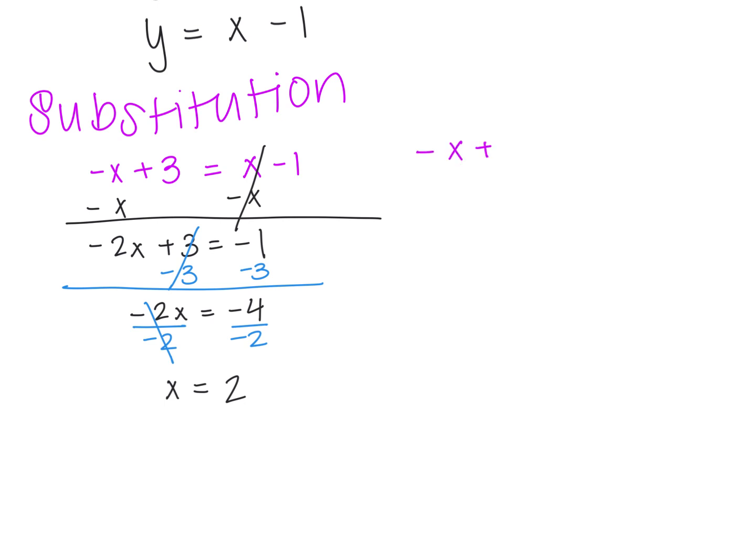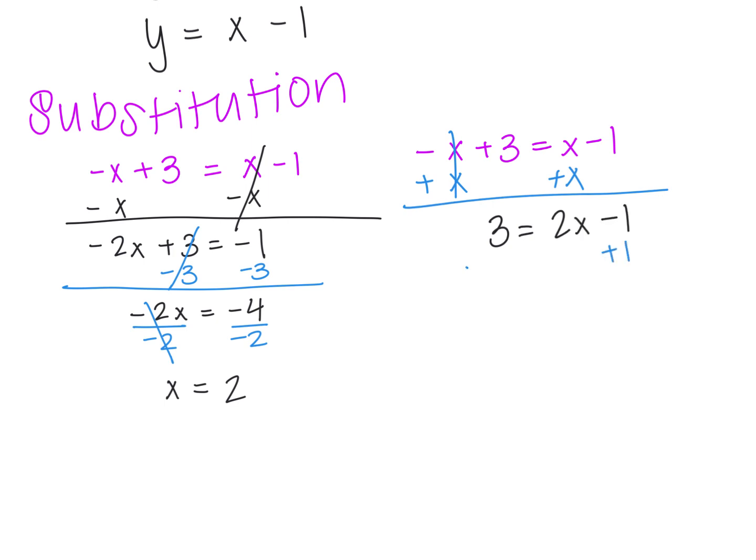So negative x plus 3 equals x minus 1. Now I'm going to add x to both sides, just so if you don't like that negative, you don't have the negative. It's going to be 3 equals 2x minus 1. I'm going to add 1 to both sides. I'm going to get 4 equals 2x, and then last, I'm going to divide both sides by 2. So you're going to cancel out. X is still going to equal 2, so just showing you.